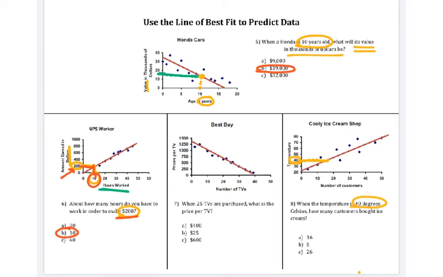So you should have answers for 5, 6, 7, and 8. Write the letter and write the number that it says there. So like for number 5, you put B, $19,000. For 6, you put B, 10. So try number 7 and number 8.